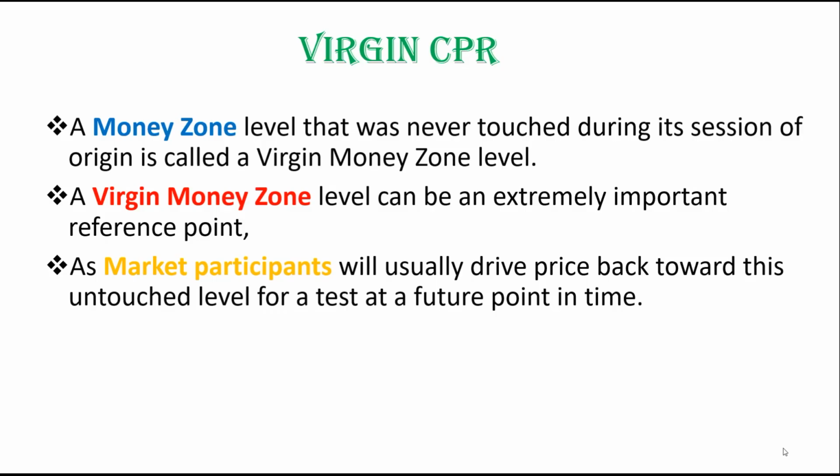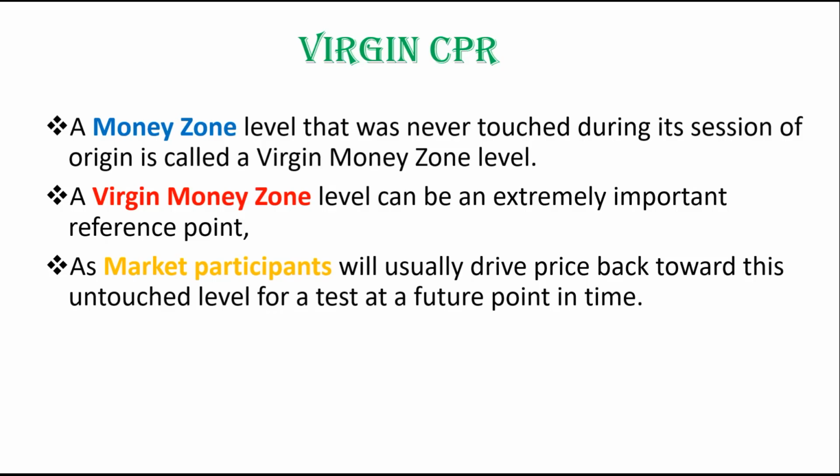A money zone level that was never touched during its session of origin is called a Virgin money zone level. If the price didn't touch the CPR zone on the current day, that will be considered a Virgin CPR. A Virgin money zone level can be an extremely important reference point in upcoming sessions. If the price didn't touch the CPR today, it will be considered a Virgin CPR for the next trading days, as market participants will usually drive price back towards this untouched level for a test at a future point in time. That is called Virgin CPR.